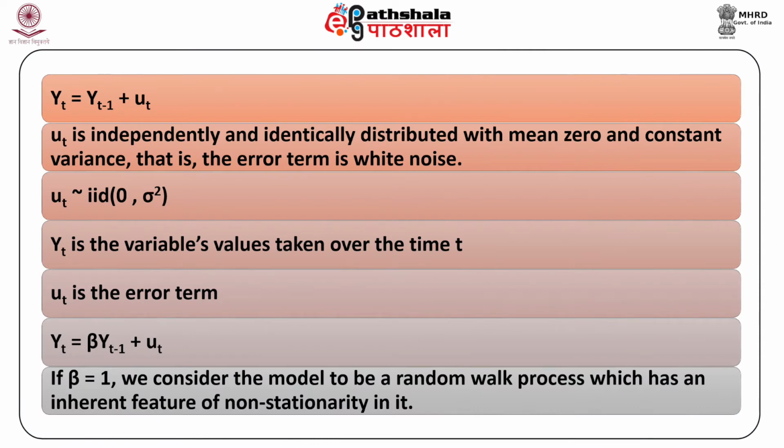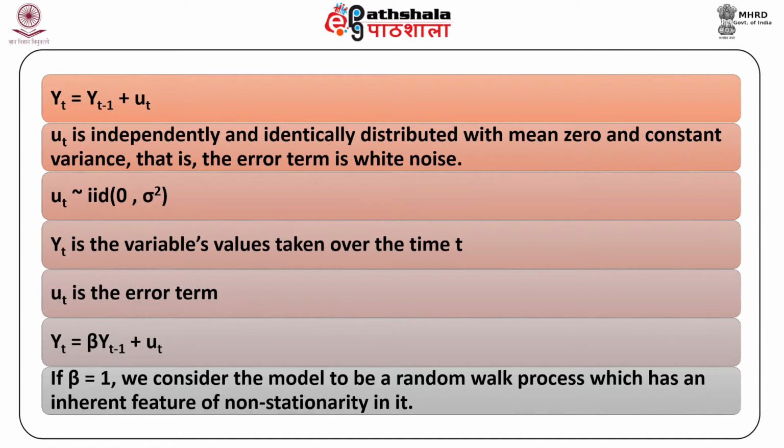Now, any series is generated by a random walk if yt is equal to yt minus 1 plus ut, where ut is independently and identically distributed with mean 0 and constant variance. That is, what we are assuming is that the error term is white noise. So we can write that ut is distributed IID with 0 mean and sigma square as the variance, where IID stands for independently and identically distributed.